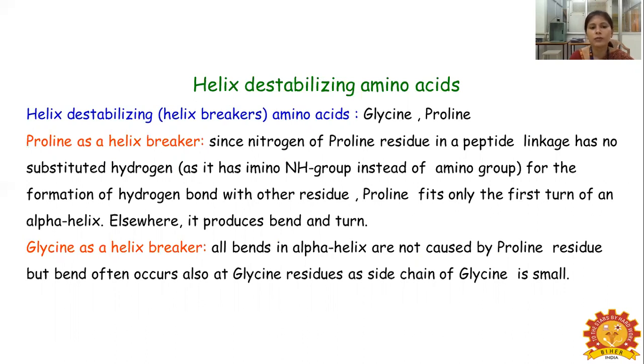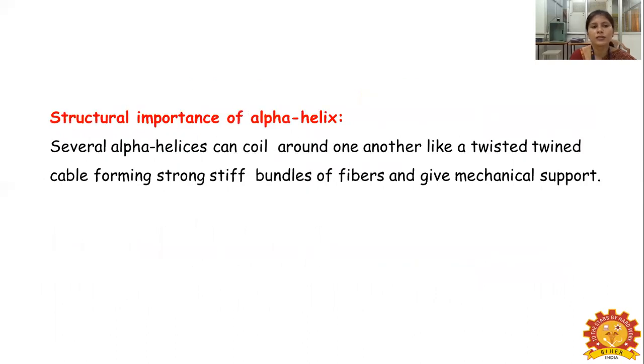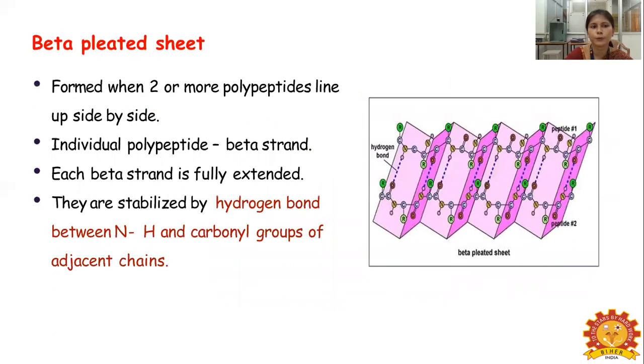And glycine: not all bends of the alpha helix are caused by proline residues, but a bend often occurs at a glycine residue as the side chain of glycine is small. So what is the structural importance of the alpha helix? Several alpha helices can coil around one another like a twisted cable, forming strong, stiff bundles of fibers and giving mechanical support.